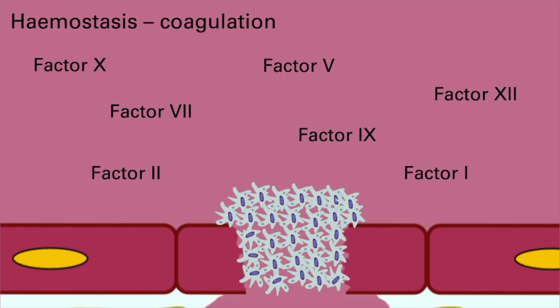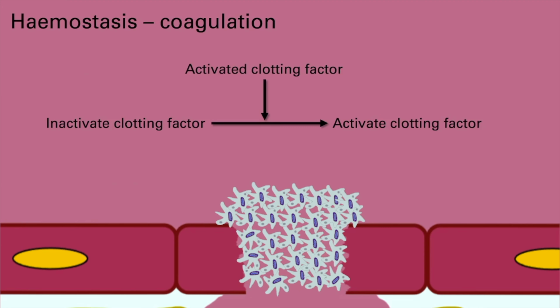But these factors are constantly circulating in the blood in an inactive form or as zymogens, ready to become activated within seconds. The clotting cascade requires the sequential activation of clotting factors from their inactive precursor form to their active form by the action of a previously activated clotting factor, as shown in this diagram.